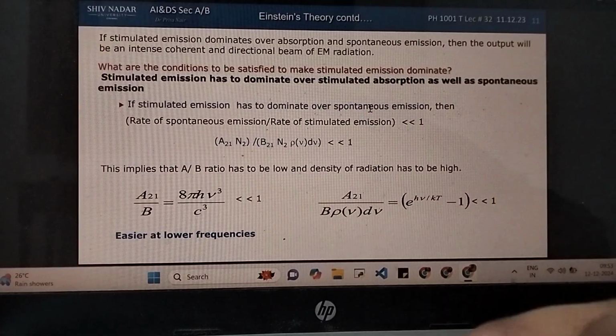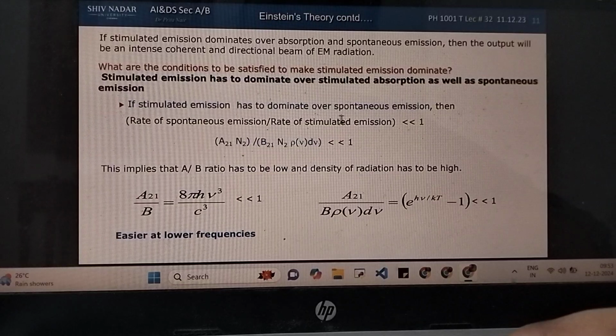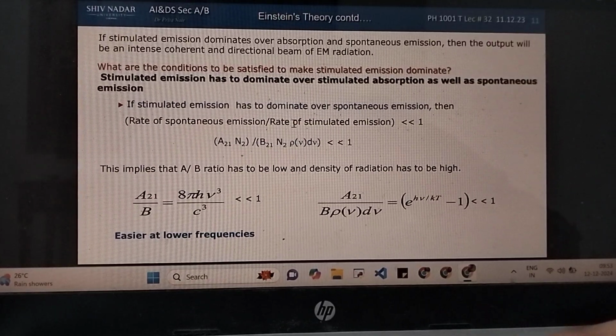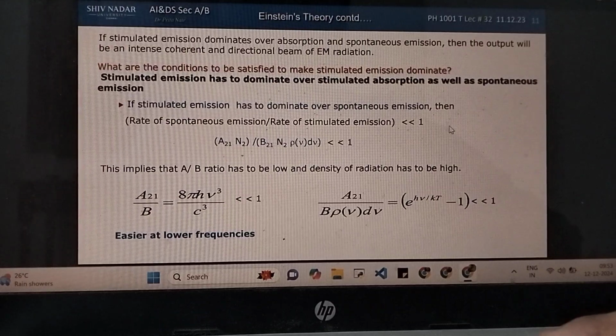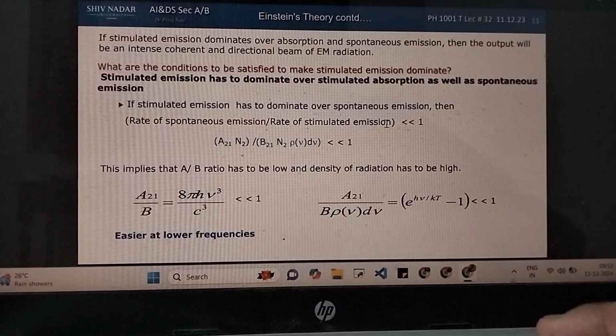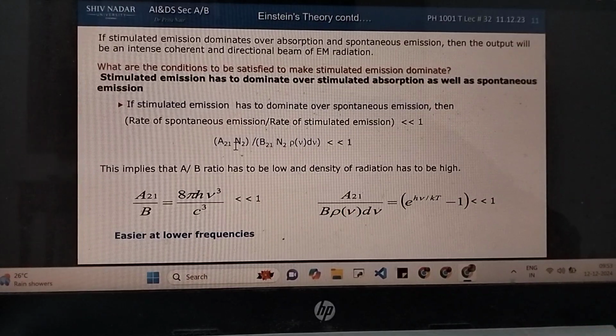We'll come to that. So the rate of spontaneous emission should be much less than the rate of stimulated emission, or R_sp divided by the rate of stimulated emission should be much less than 1. That is when you say this one is dominating, right? So these are again the rate expressions we derived, very simple ones.